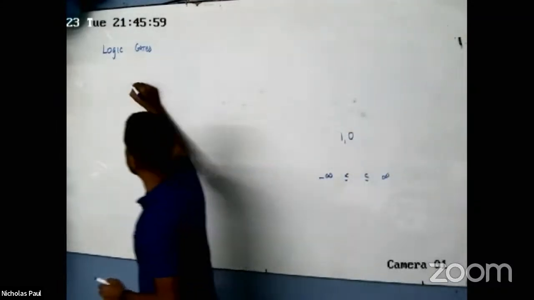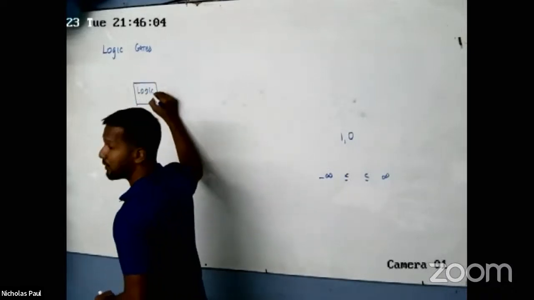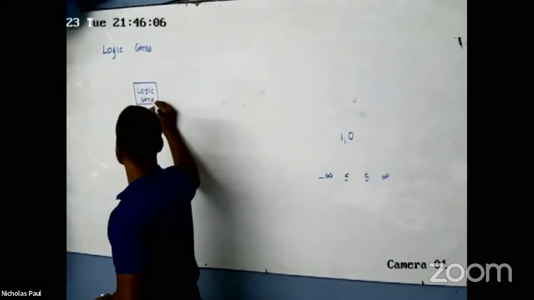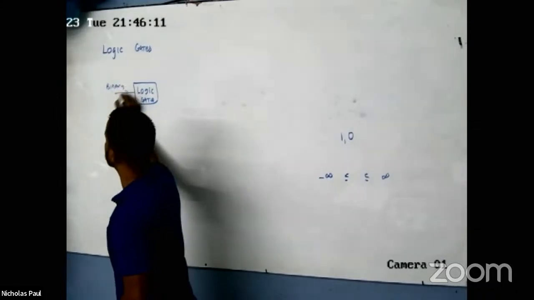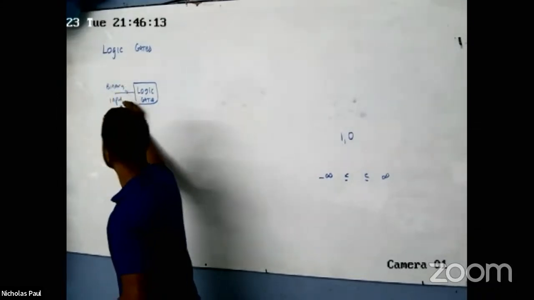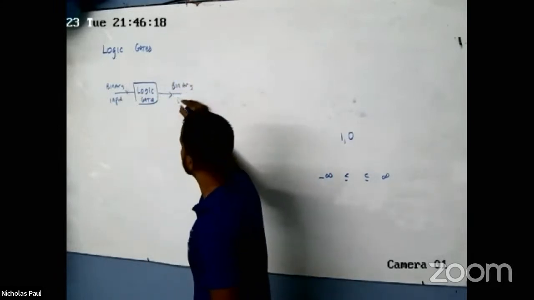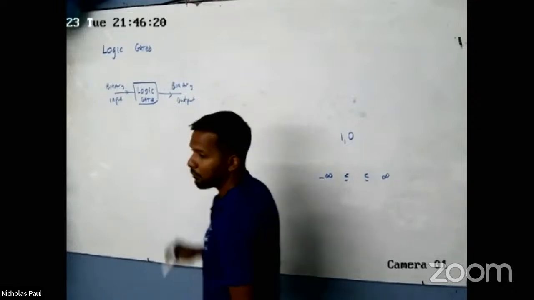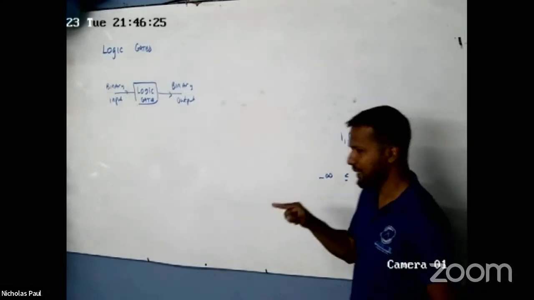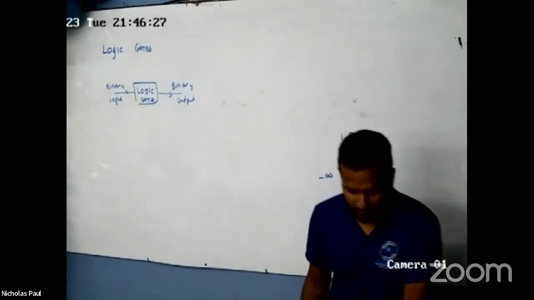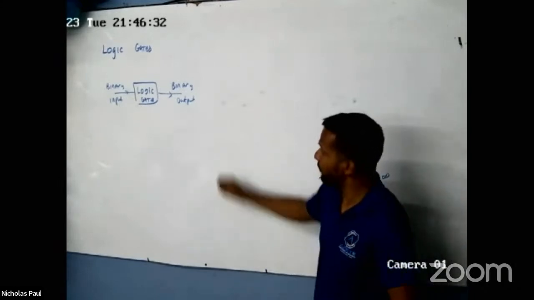And the way a logic gate works, it will take a binary input and give you a binary output. So what we are going to focus on is a few logic gates.